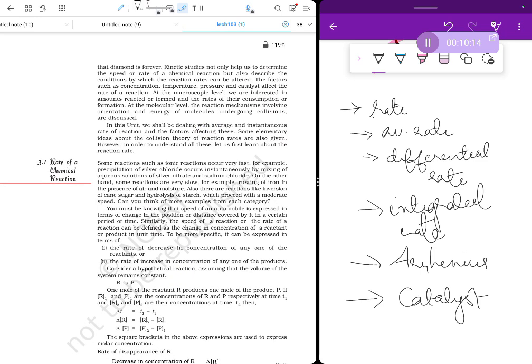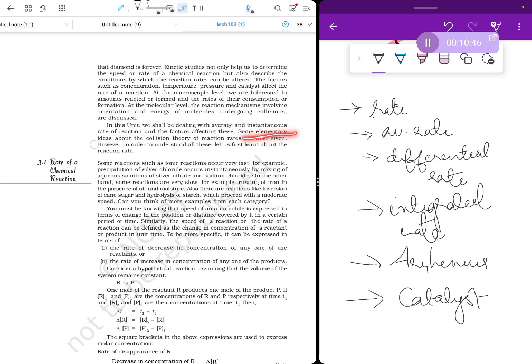In this unit, we shall be dealing with average and instantaneous rate of a reaction and the factors affecting it. Instantaneous rate means at an instant. Average means over an interval, for example from 10 minutes to 15 minutes, what change is observed. Instantaneous means at 10 minutes, at that particular time, how much of the reactant has been consumed.